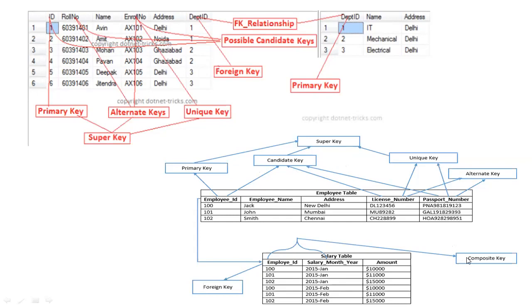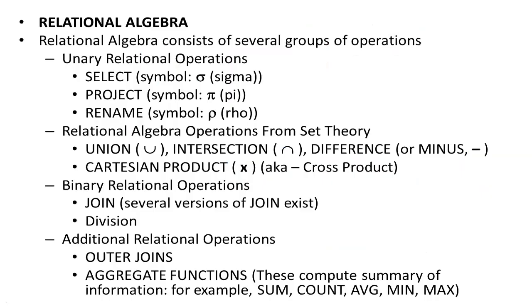One more is the composite key here. It is a combination of two different fields: employee ID, salary, and month year. Here the employee ID will act as your foreign key in this particular table. These are some of the important keys we need to understand. This will be very useful when you design your databases and write your SQL queries. Next we'll move on to the next topic, that is relational algebra.